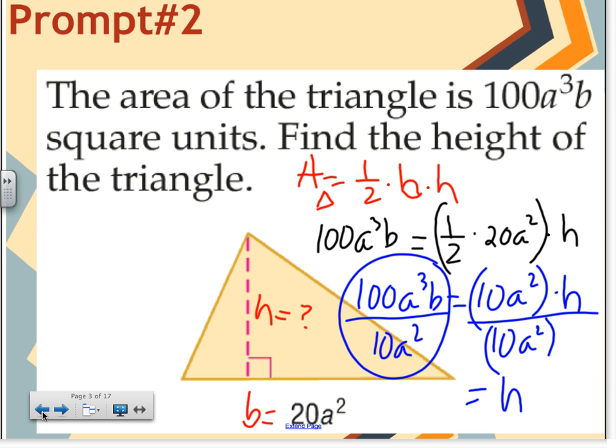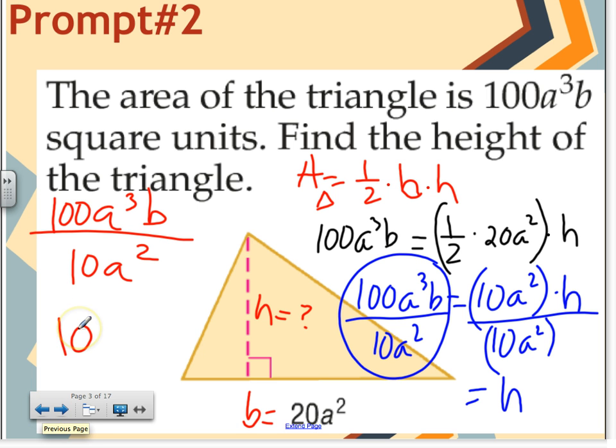By now, you should have enough knowledge to answer this question yourself. So let's just carry this over. I have 100a to the 3rd over, times b over 10a squared. Now, let's simplify. Let's do the number first. What is 100 over 10? 10. A to the 3rd over a squared? Top or bottom? Top. What about the b? Top. Okay, and there it is. That's all we're doing. Very good. Any questions so far?